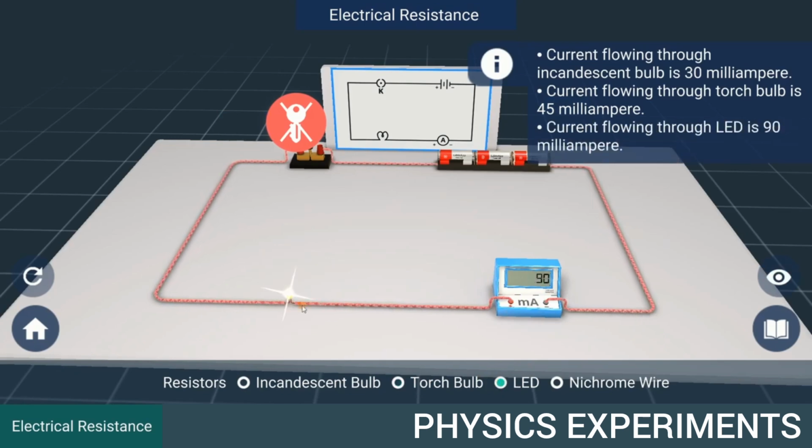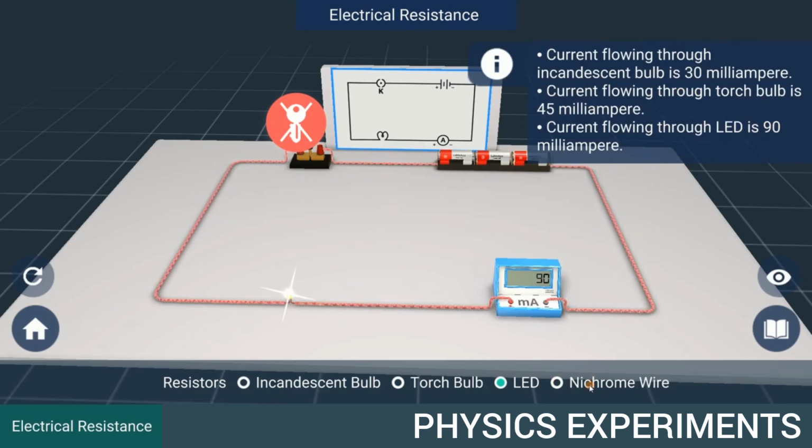We can see that 90 milliampere current is flowing in the circuit. More the current flows, lesser is the resistance. So, LED has less resistance than torch bulb and an incandescent bulb.